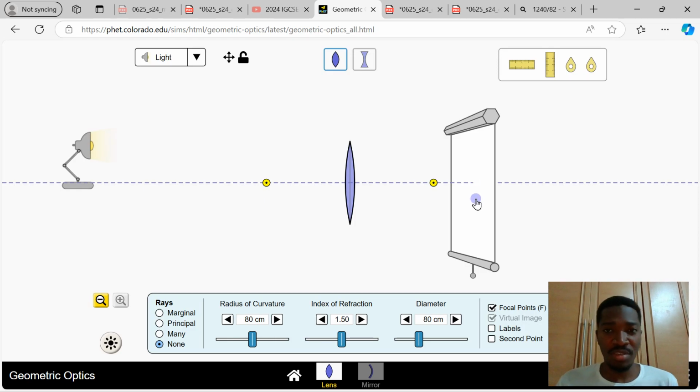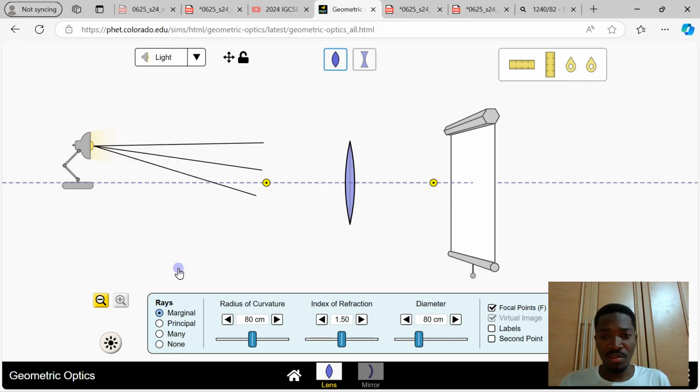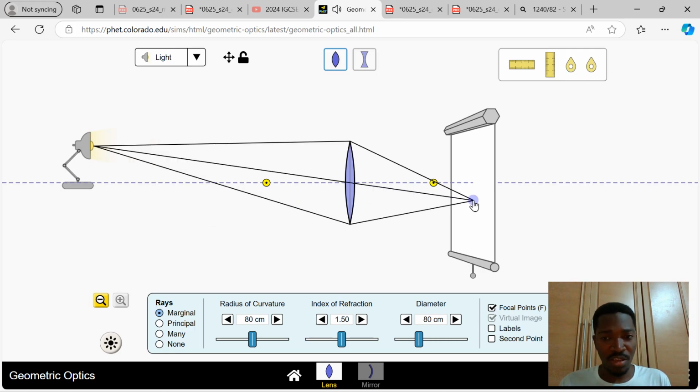So in a real life setting, in the laboratory setting, is at this kind of position that you have a very tiny, sharp image on the screen. So when you perform this experiment in the laboratory, this will be the position where the sharp image will be formed. Then you can measure this distance from here to the screen to get the image distance. So if I click on principal, you see that the rays of light will converge here, okay?